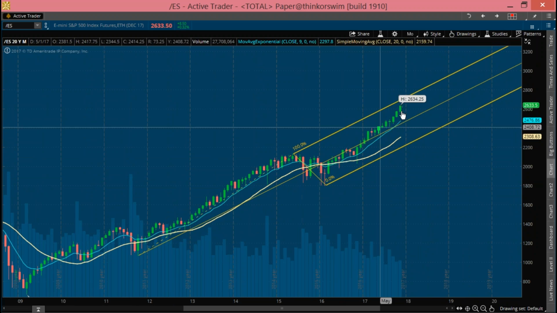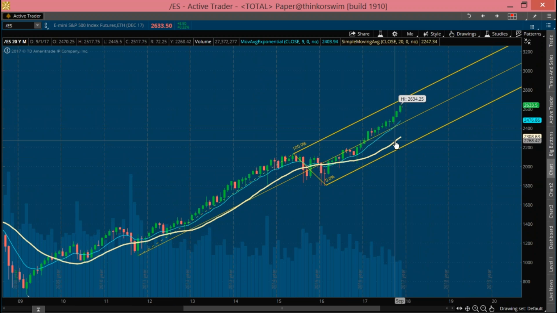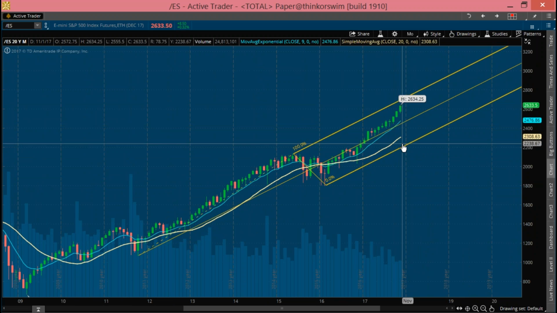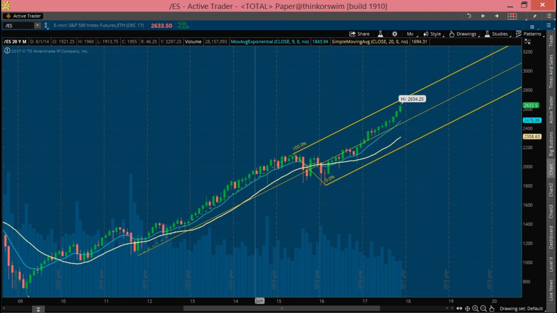Want to look at where we are within the different time frames. I use a 9 EMA and 20 SMA, and I got another email yesterday from somebody who was watching the video. Yes, this is my paper money.